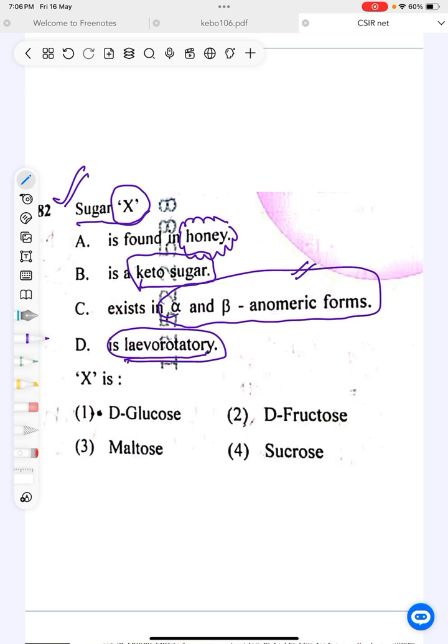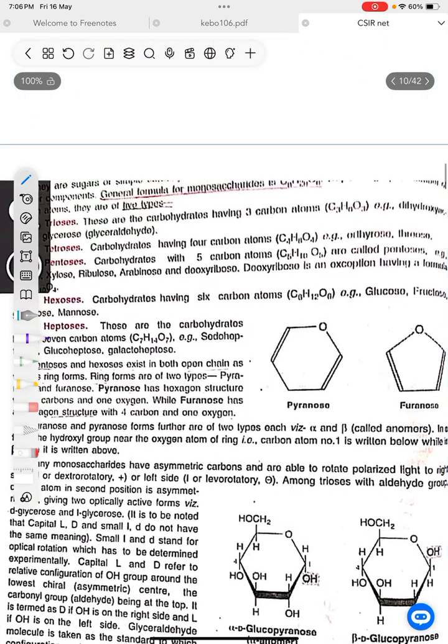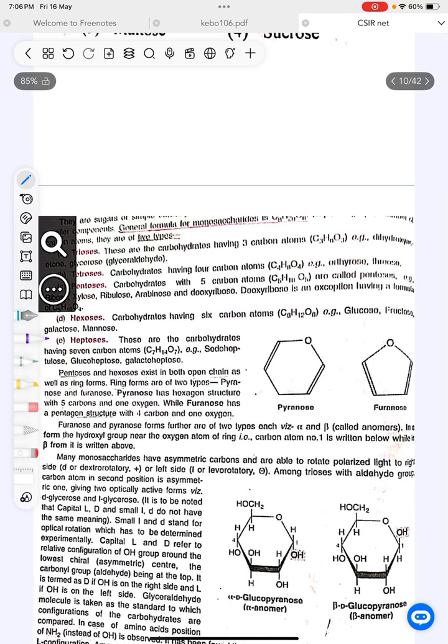It is a ketose sugar, because the ketose functional group is present: C double bond O. This group is found in fructose, and it is a ketose group. That's why it is found in honey, and it is a ketose sugar with alpha and beta anomeric forms. Here is written, this is a furanose structure found in the fructose ring.